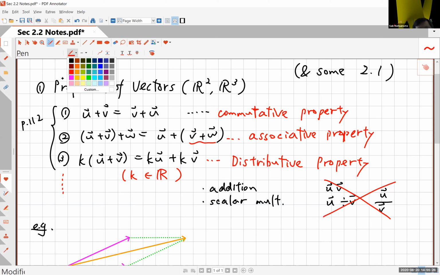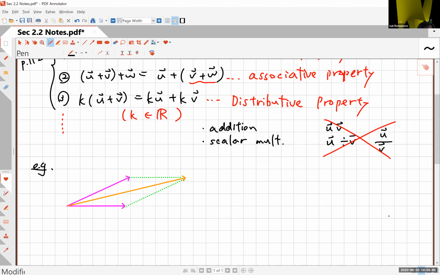Now, subtraction is an operation, but remember, subtraction is basically an addition of a vector with the additive inverse, or the negative, of the second vector. So it is a part of addition that involves a scalar multiplication by -1.